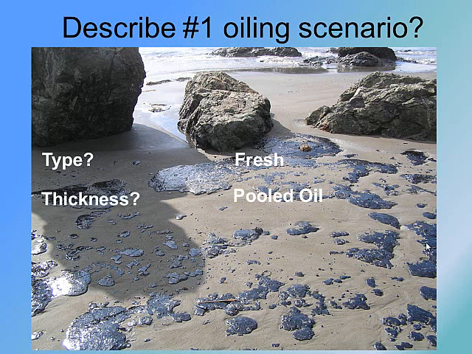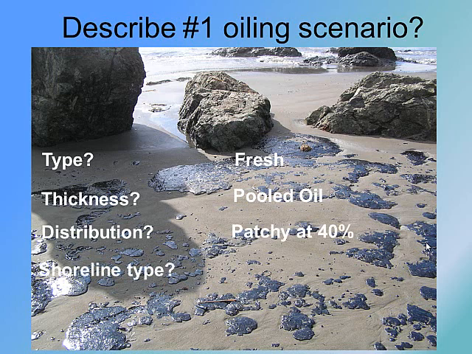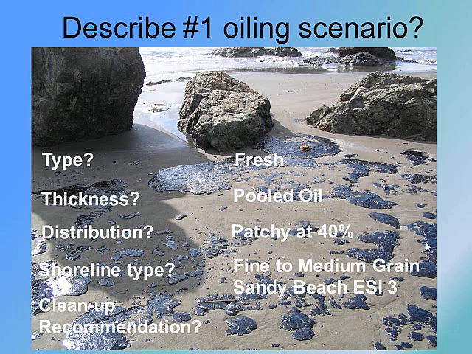So our next one, distribution, and what's good about the distribution is you just have to pick the categories, you don't have to pick a specific percent covered. So, patchy. Patchy, I believe it's patchy, so yes. And then what is our shoreline type we're dealing with here? Our shoreline type is on the second page of the job aid, or the back side of it. Fine to medium sand beaches. Yes, fine to medium grain sand beaches. And then our cleanup recommendations.